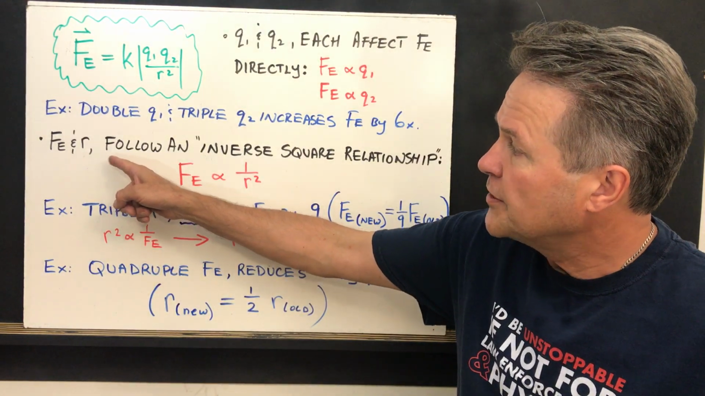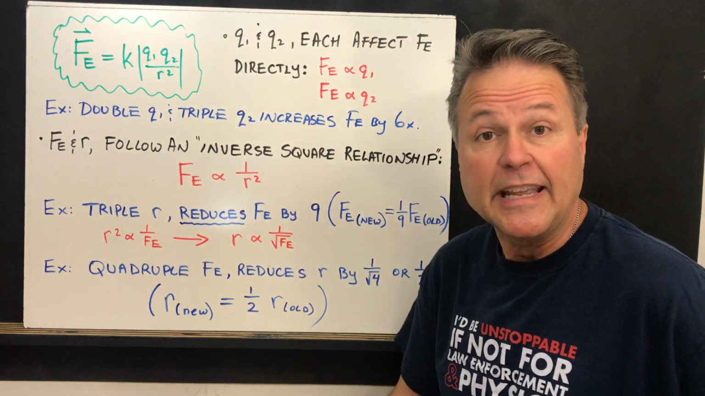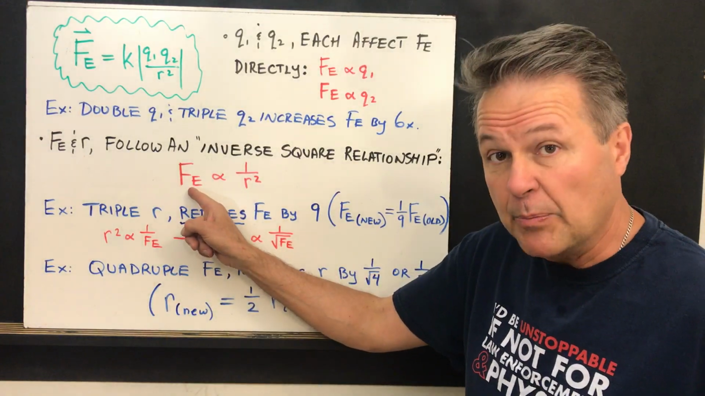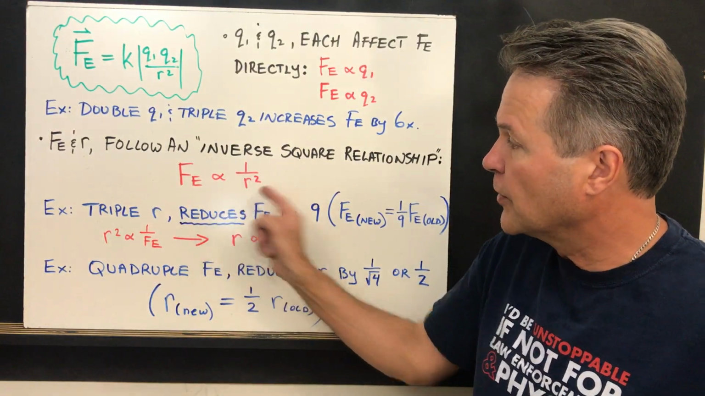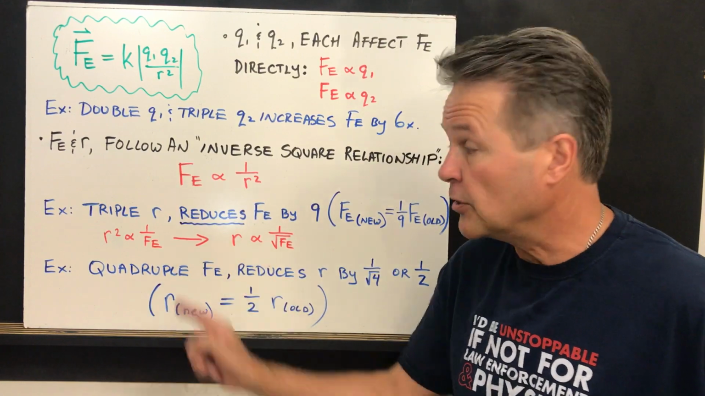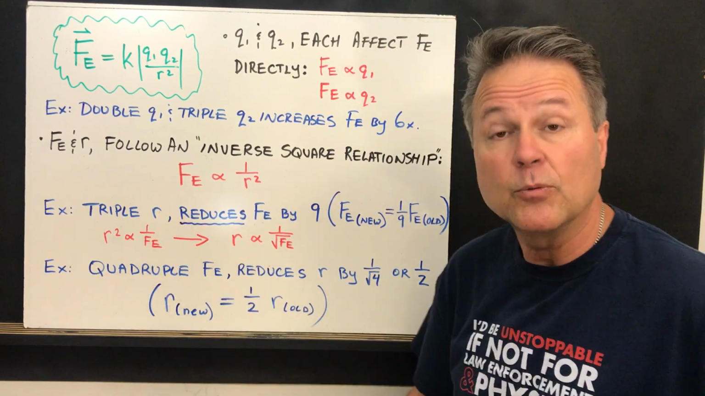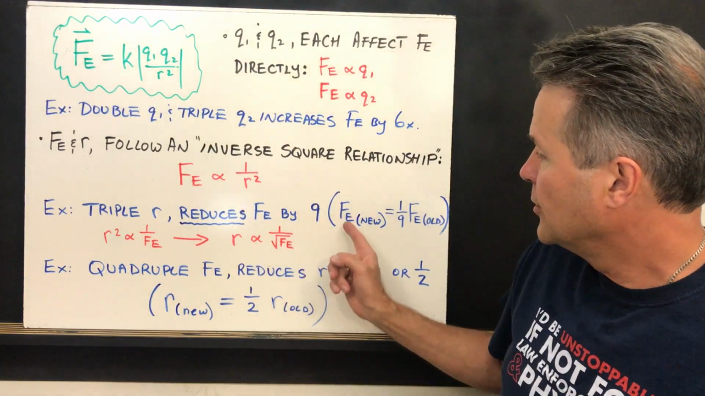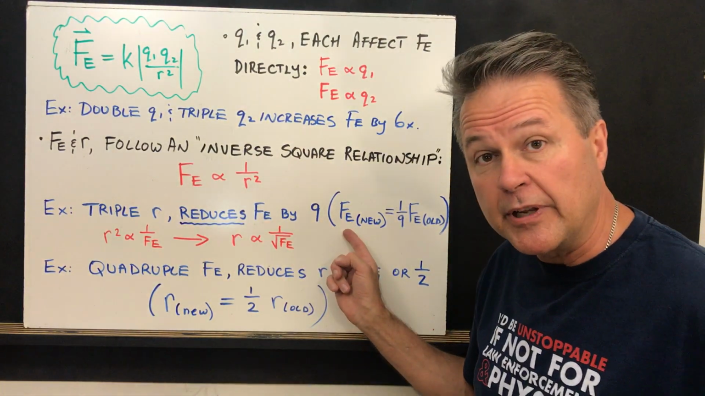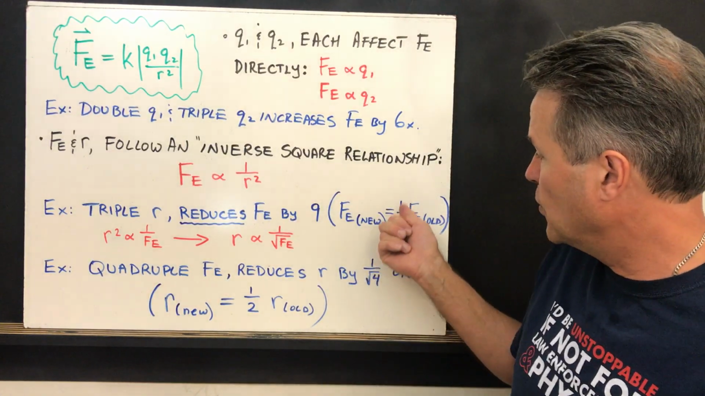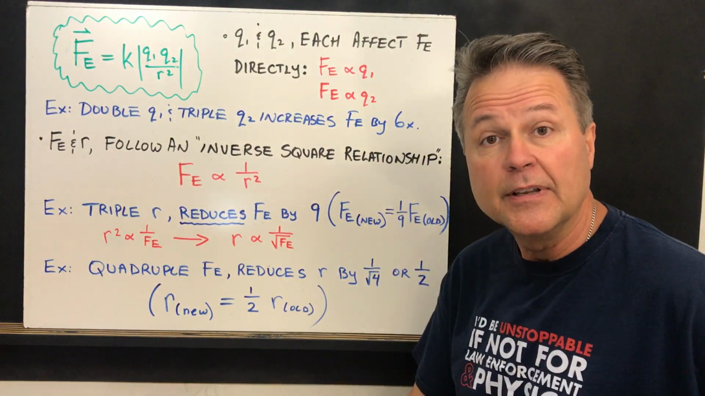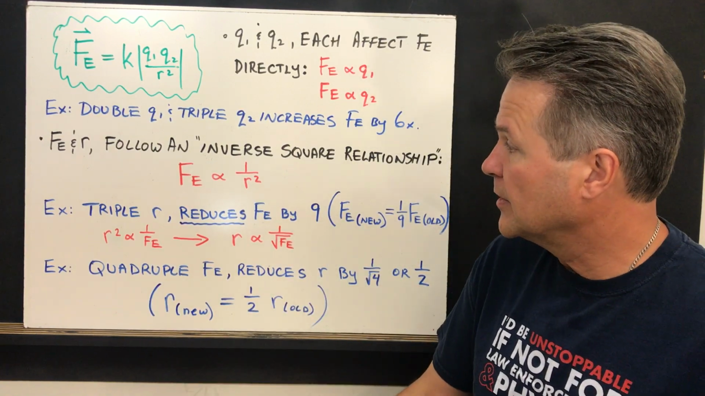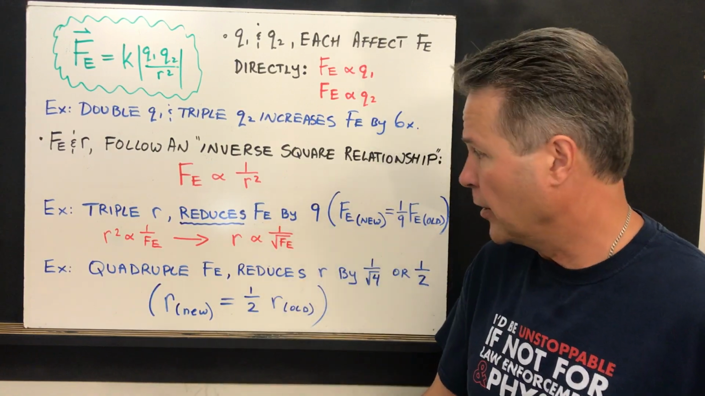Now, the force and distance follow what's called an inverse square relationship. So the force of attraction or repulsion is proportional to 1 over r squared. So for example, if we triple r, that will reduce the force of attraction or repulsion by 9. So the new force experienced by the two charged particles would be 1/9 of the old force with the original distance between the two particles.